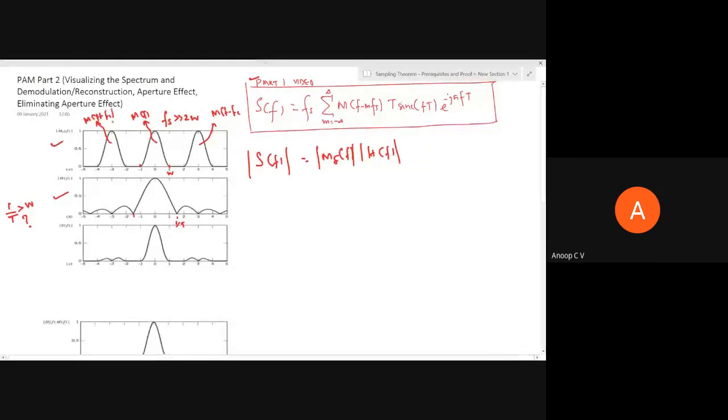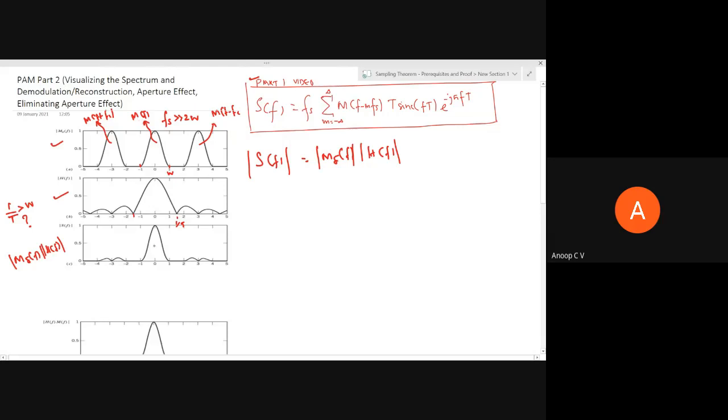Please keep that in mind, and that is multiplied with H of f. So what we are getting here is S of f, which is nothing but M delta of f times H of f. This is what we are getting here, right? And if you consider this part alone, that is nothing but our M of f.